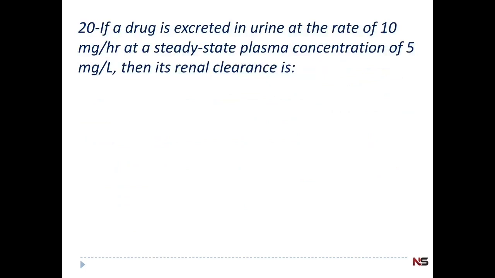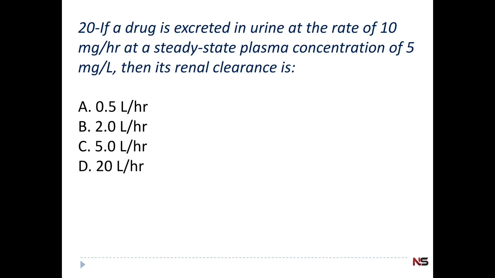The last question in this video is the 20th question. If a drug is excreted in urine at the rate of 10 mg per hour at a steady state plasma concentration of 5 mg per liter, then its renal clearance is: this question is also based on the relation between clearance, plasma drug concentration, and dose. The options are 0.5 liter per hour, option B 2 liter per hour, option C 5 liter per hour, the last option 20 liter per hour.